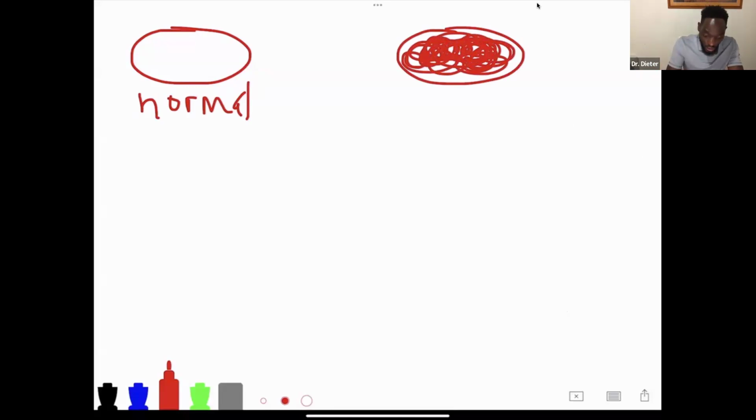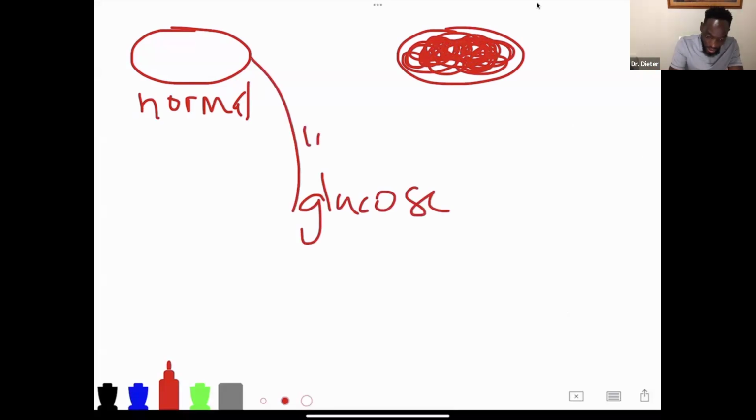Remember, the job of insulin is that when there is glucose in the blood, insulin is going to walk up and tell the cell, hey, cell, I have glucose in the blood. I want you to take it up. It takes up the glucose and then uses the glucose to make energy. But you now have this cell which is filled with fat.